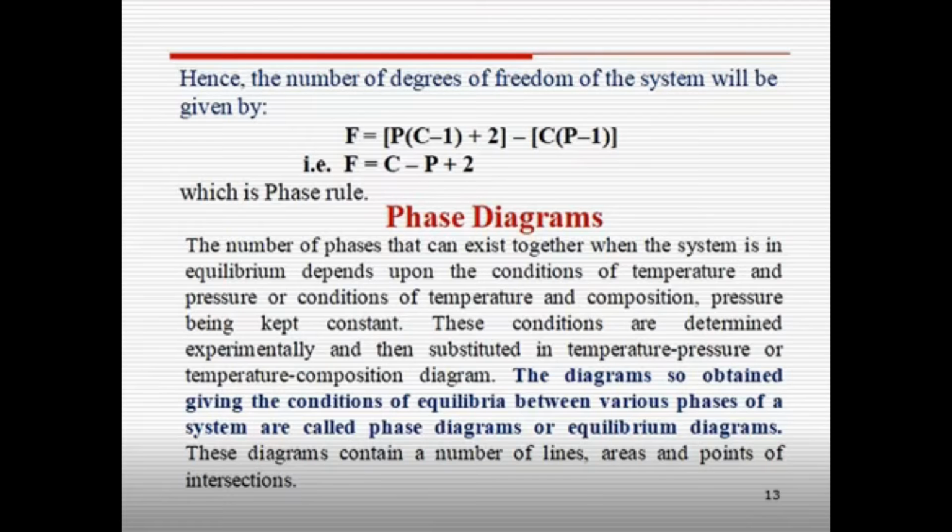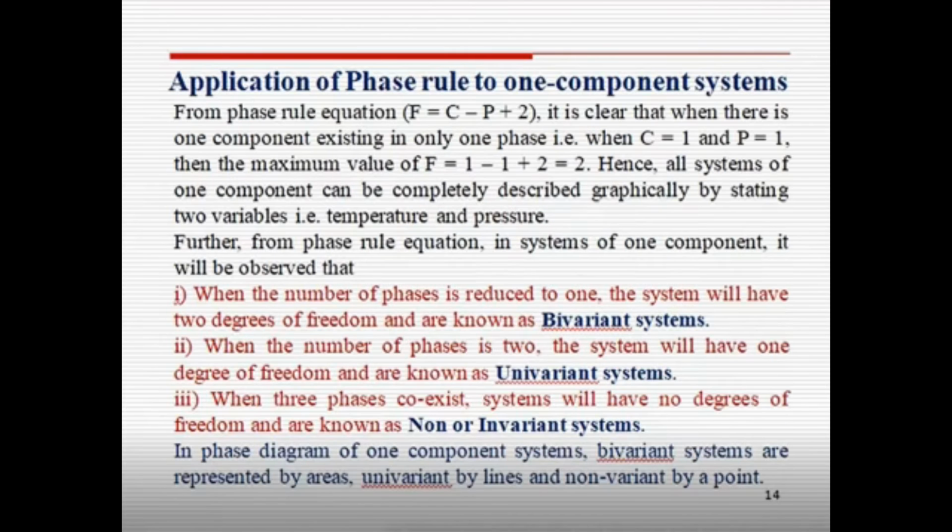As discussed earlier, the number of phases that can exist together at equilibrium depends upon the conditions of temperature and pressure, or conditions of temperature and composition, pressure being constant. These conditions are determined experimentally and then plotted in a temperature-pressure or temperature-composition diagram. The diagrams thus obtained, giving the conditions of equilibrium between various phases of a system, are called phase diagrams or equilibrium diagrams. These diagrams contain a number of lines, areas and points of intersection.